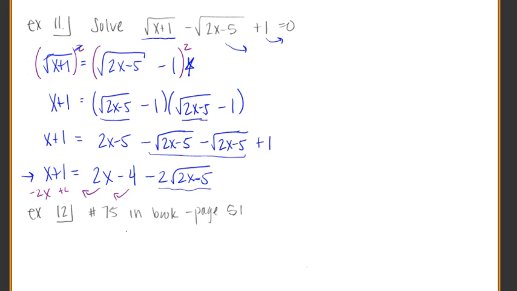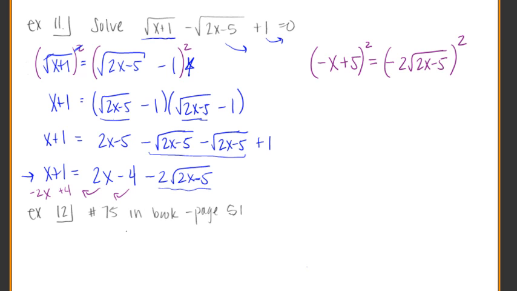And then it'll be a 1 and then a plus 4 this time. So x minus 2x is a negative x. 1 plus 4 is plus 5. And then over on the right, we have the negative 2 square roots of 2x minus 5. All right, at this point, because the radical is isolated, I'm going to square.